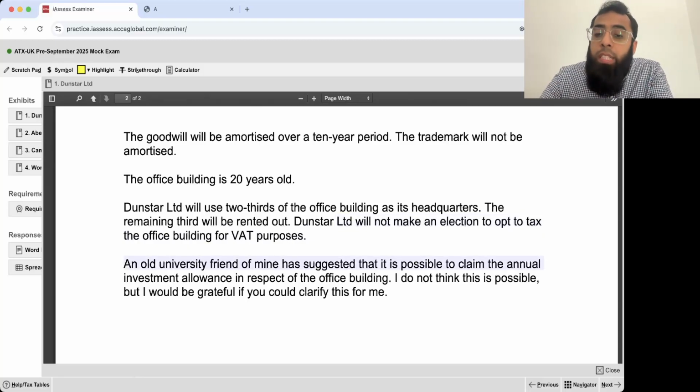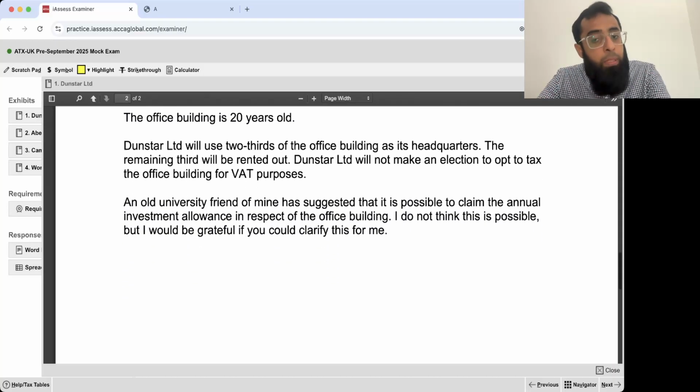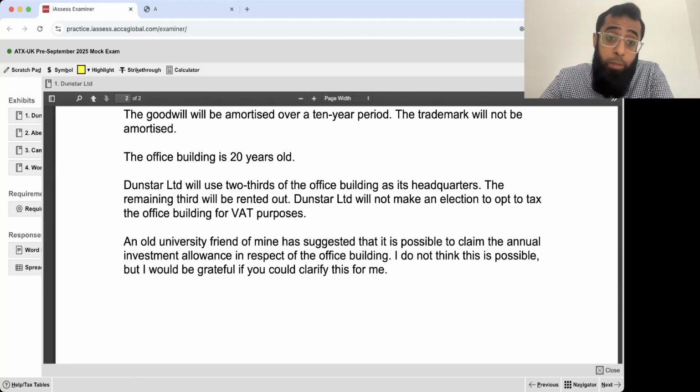An old university friend of mine has suggested that it is possible to claim annual investment allowance in respect of the office building. That is wrong. Annual investment allowance is a capital allowance on plant and machinery, not buildings. On buildings, we get structures and buildings allowance, but that is also for buildings after 1st April 2020, not on a 20 years old building. I do not think this is possible, but I would be grateful if you could clarify this for me. Yes, we will clarify. This is our job.